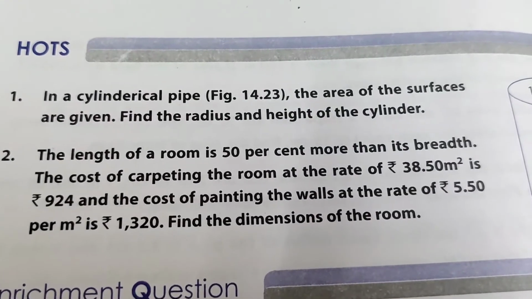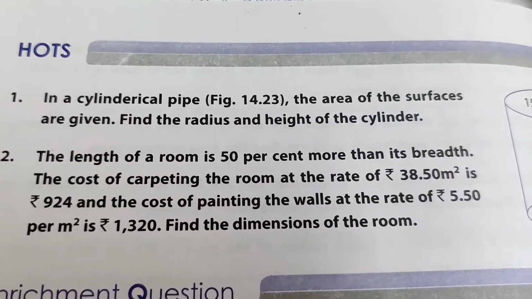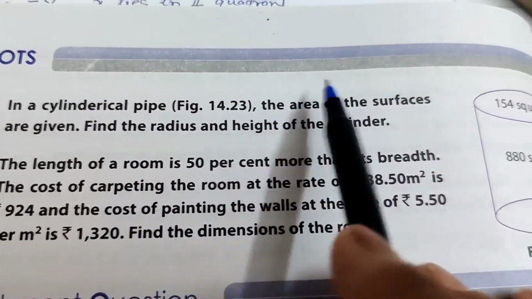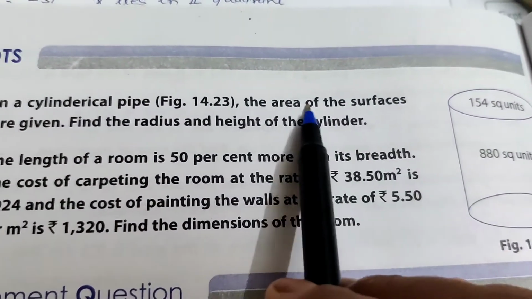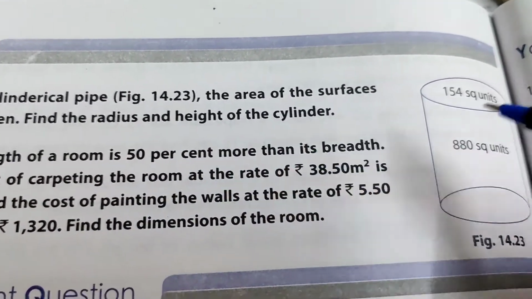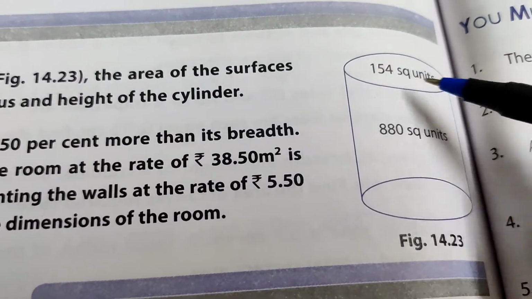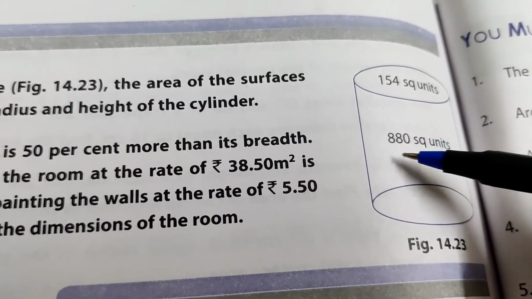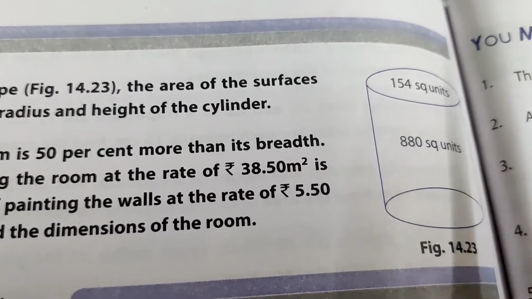Odd questions of the chapter Mensuration. Question number 1: in a cylindrical pipe shown in the figure, the areas of the surfaces are given. Find the radius and height of the cylinder. The area of the circular end is 154 square units and the curved surface area is 880 square units.